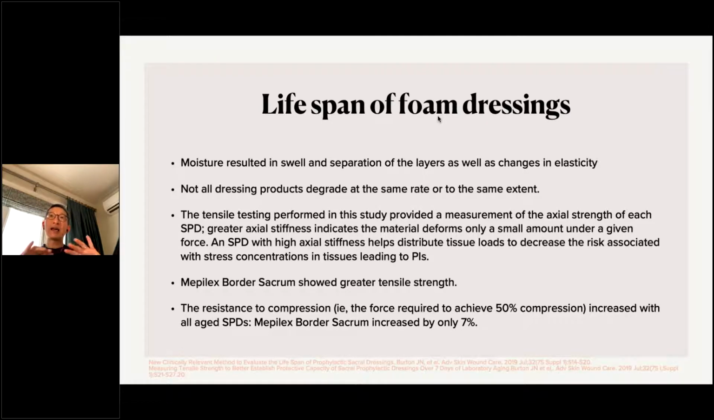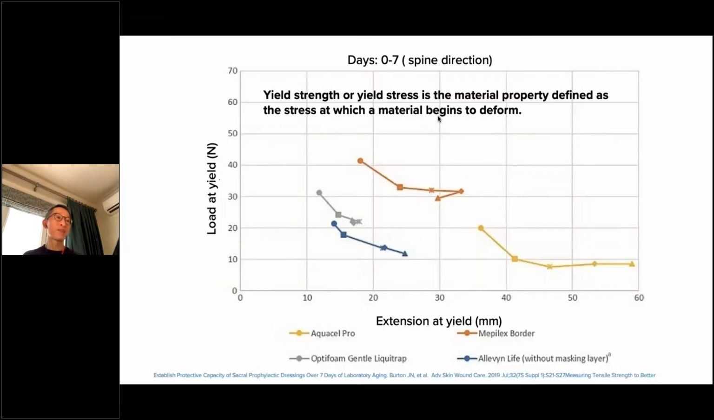So with wear time, the longer the dressing has been used, the more likely it is going to separate and disintegrate. And this is a study done by Burton and his group, looking, in an experimental design study in a lab, at how different dressings perform over time. Basically, those dressings were subjected to different stretching forces to see if they can maintain their shape.